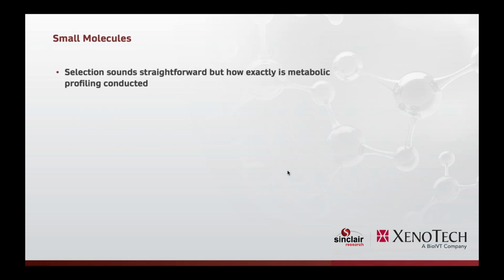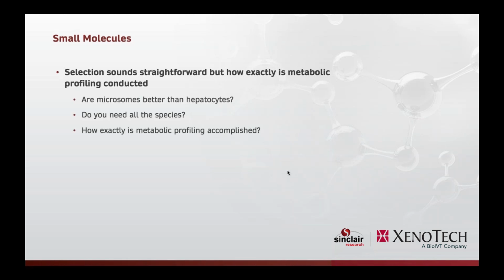Now, I've said this to many sponsors over the years about the metabolic profiling, and I make it sound relatively easy. I say you do metabolic profiling, it'll help you decide what it is. But it's not a straightforward process. There's a lot of things that go into this. There's microsomes, there's hepatocytes. Which is better? Is one better than the other? Or is it basically a wash?